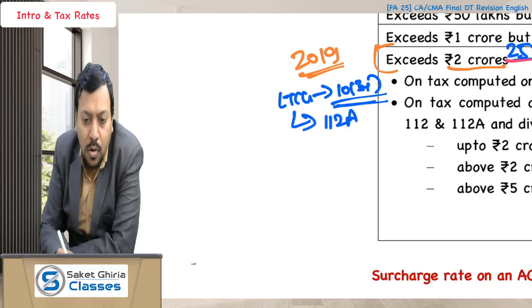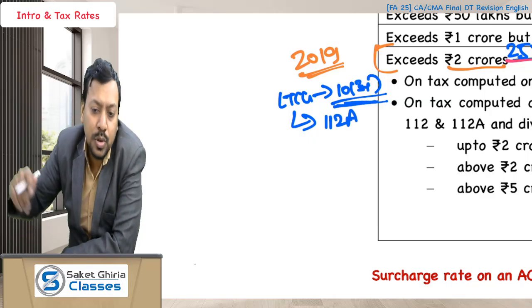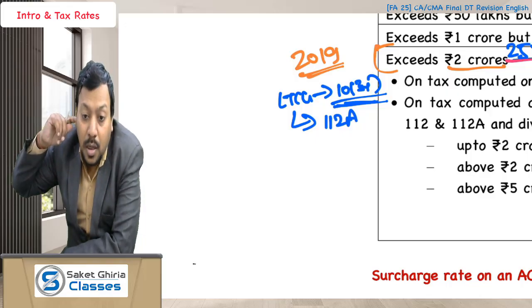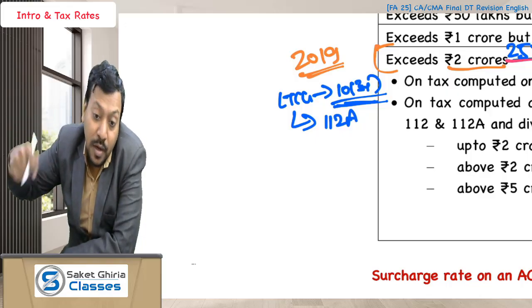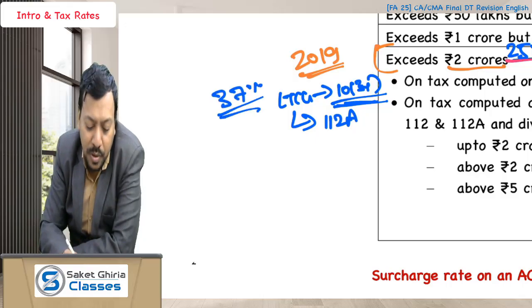So the government has withdrawn the LTCG exemption. There is a huge uproar in the market. You have withdrawn LTCG exemption as well as imposed a surcharge of 37%. So there is a huge uproar in the market.